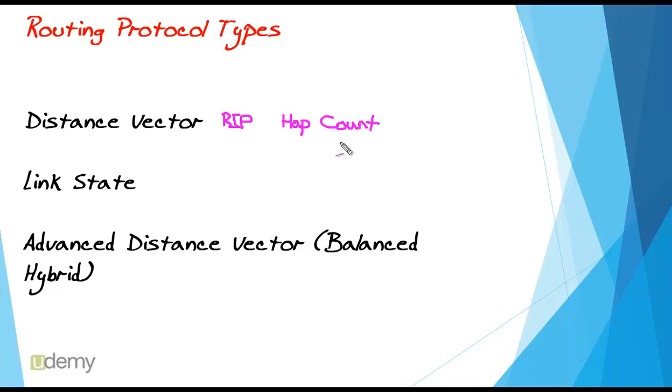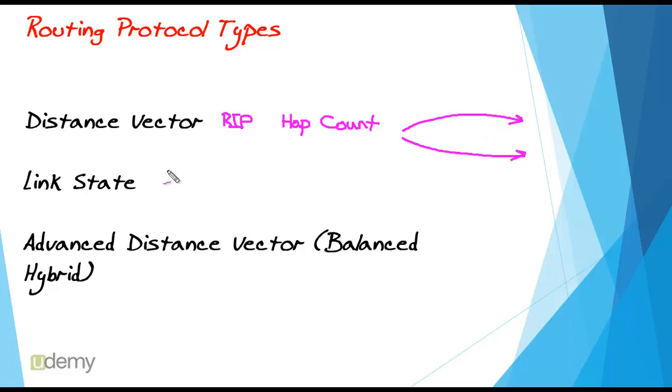So hop count means the number of routers in between. So in the view of a distance vector routing protocol like RIP, the number of routers in the path is the criteria for selecting the best route. For example, if a router sees this path with 2 routers and this path with 3 routers, the routing protocol selects this route and does not regard parameters like the bandwidth or other parameters.